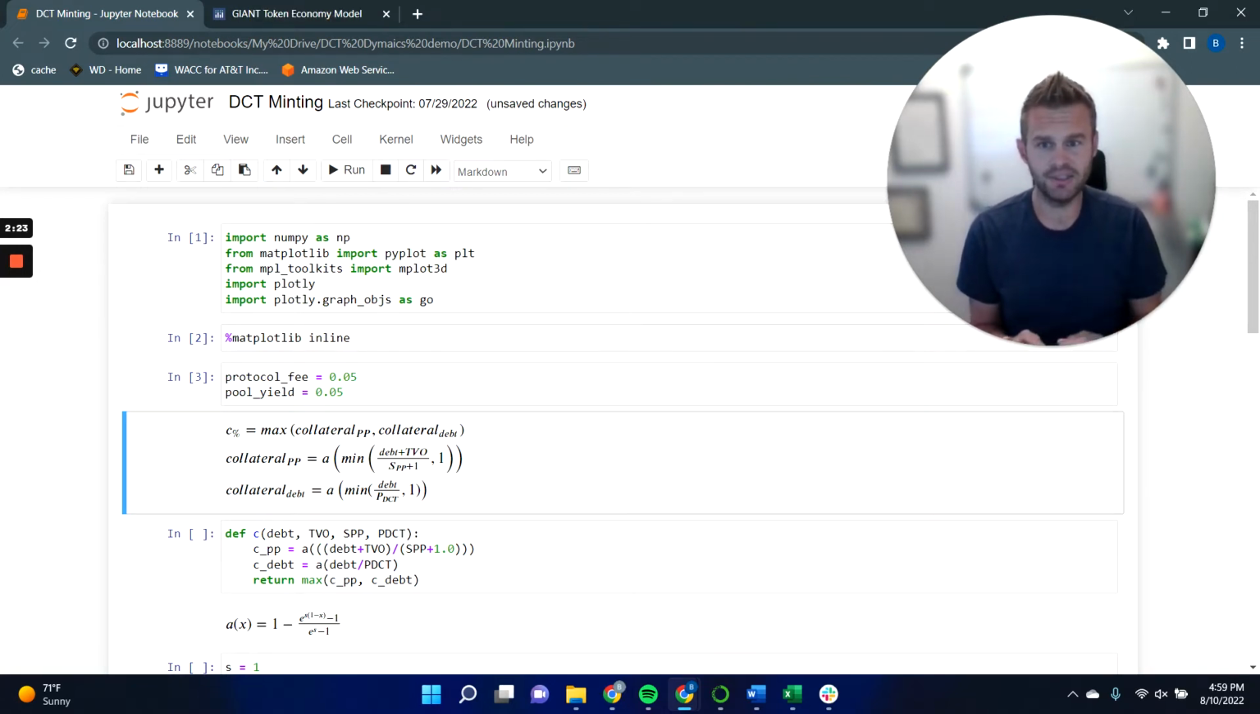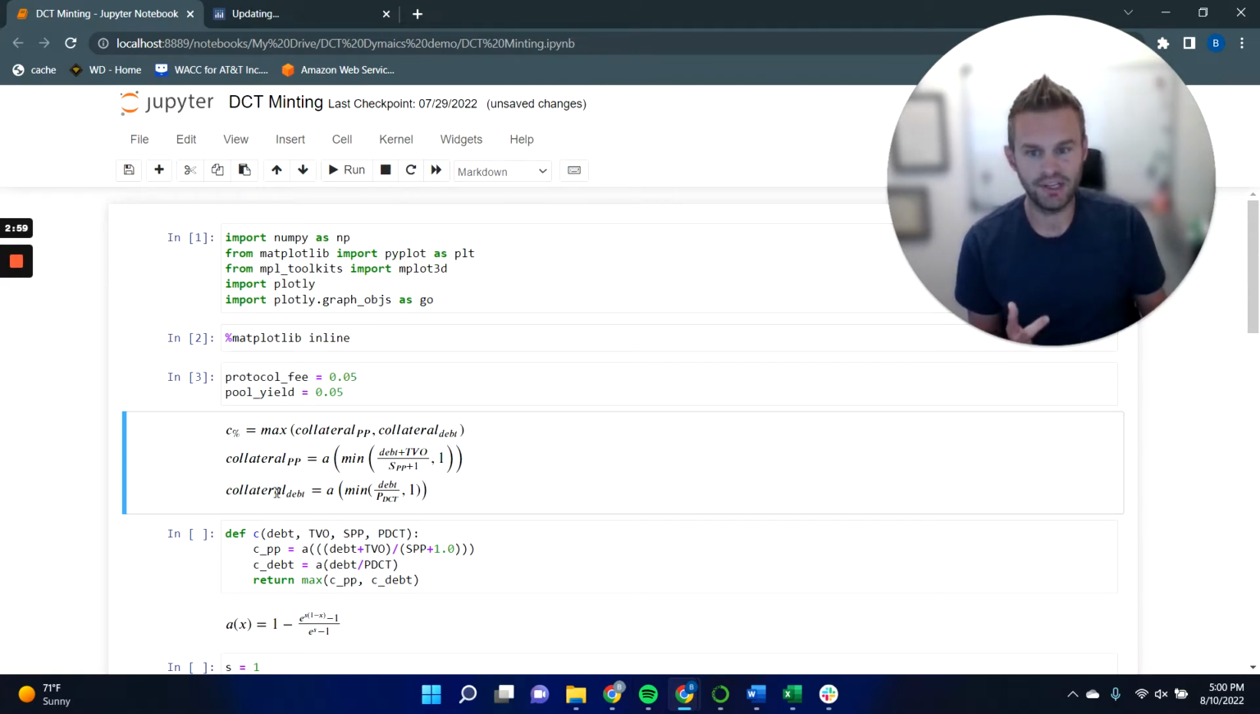And we have two parts to this. One is determined by the provider pool and one is determined by the debt owed to that pool. So if we look at this first one, we have the collateral PP, which is a function of this ratio: debt plus TVO, over SPP. Debt is how much debt the provider owes the pool. TVO is the total value of outstanding DCTs, so that is all of the sales of DCTs less any expired ones. And SPP is the size of the provider pool. Now I have an A function here, an accelerator function that I'll come to in a second.